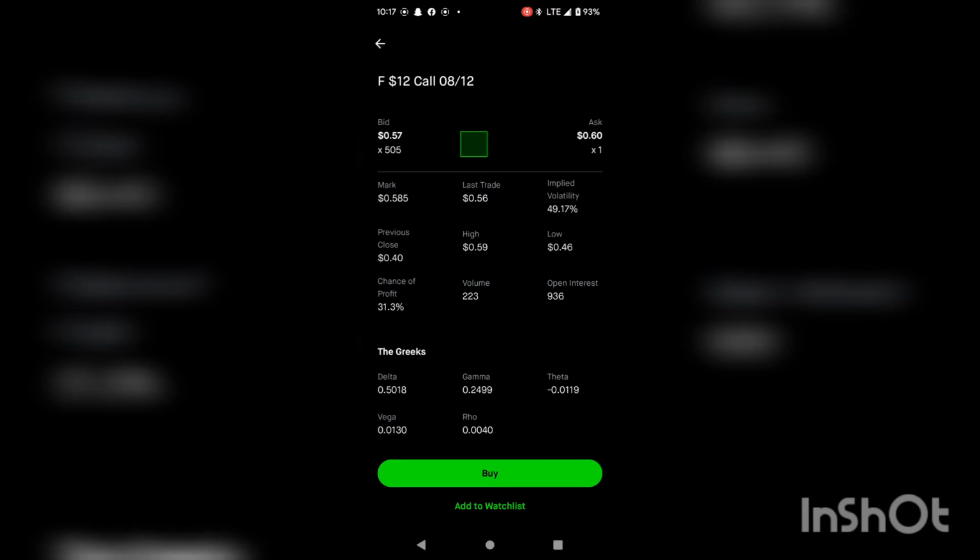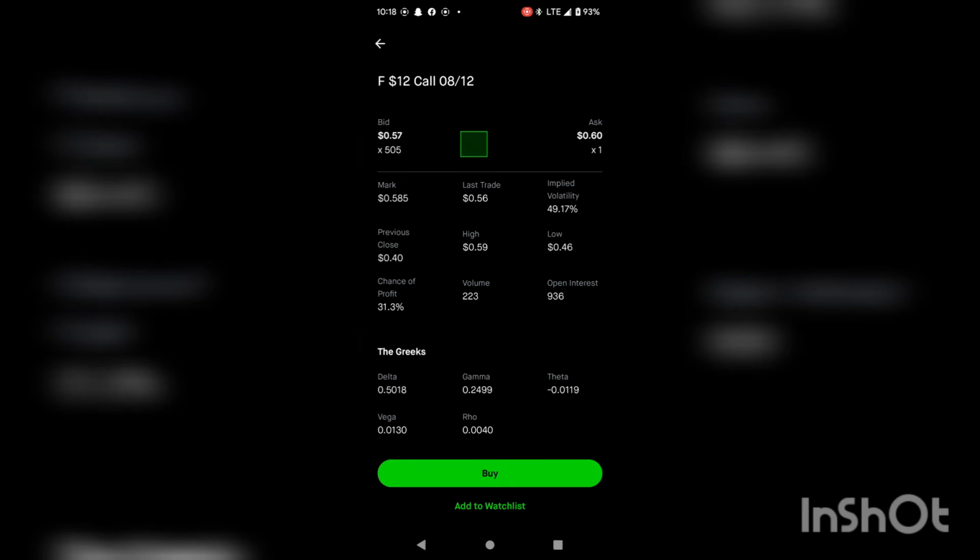Because time is deteriorating, so is your premium as well. Your options contract is deteriorating as time goes by. Once we get to August 12th, there will be no more time. So the options contract will be what it is. It's either going to be worth something or it's going to be worth zero by August 12th. So that's what the theta is. Theta is how much money you're losing over time.